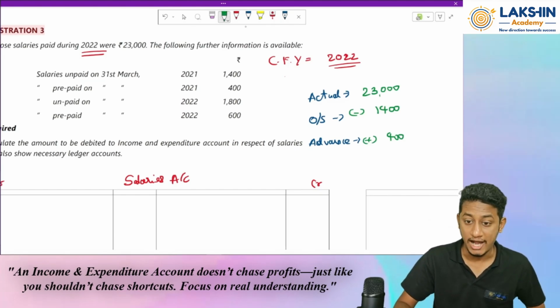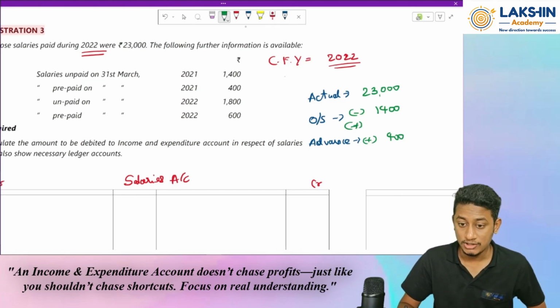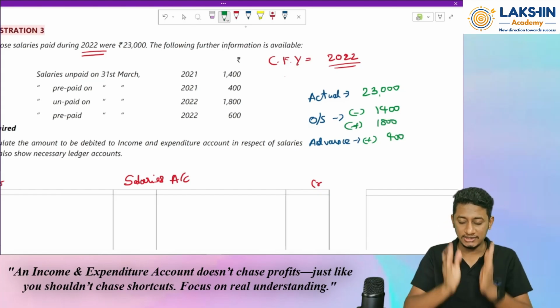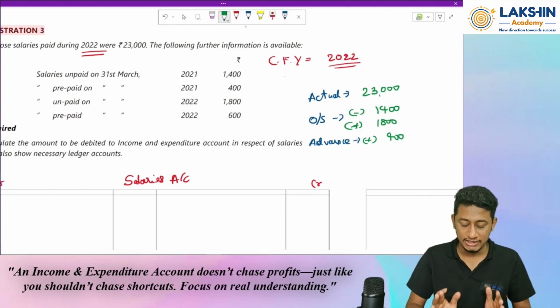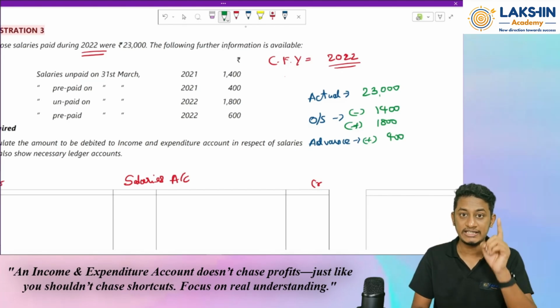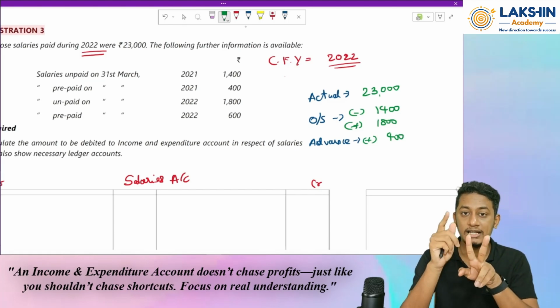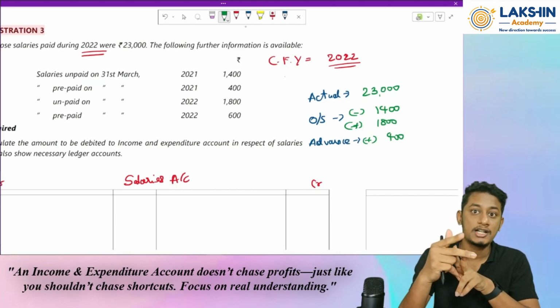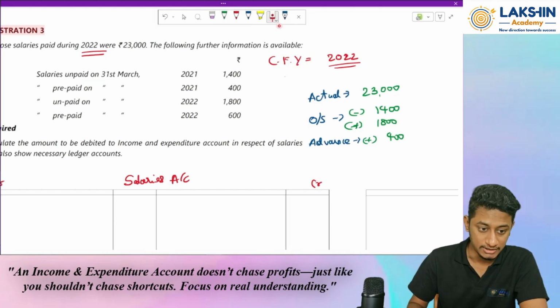So now what to do? I need to add it as outstanding in this year. So rupees 1,800. You should only see whether the expense belongs to this year or the next year, irrespective of whether it is paid or not. If it belongs to this year, yes, add it. If no, deduct it. That's it. Yes or no, this is what you need to answer. Whether this expense or income belongs to this year: yes, add it; no, deduct it. Let's see how that works.